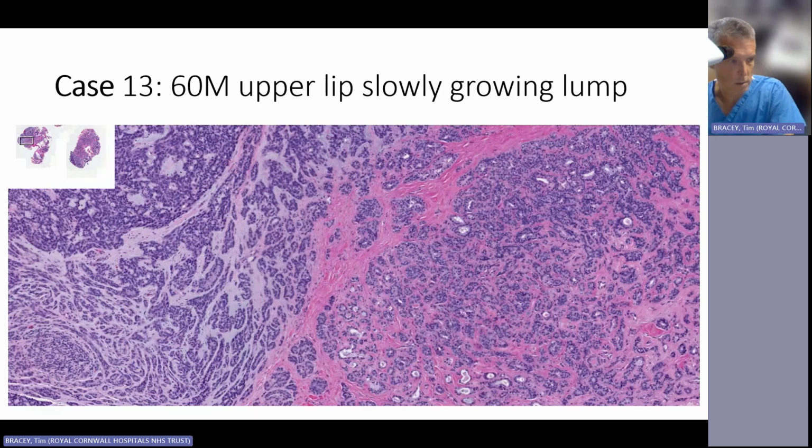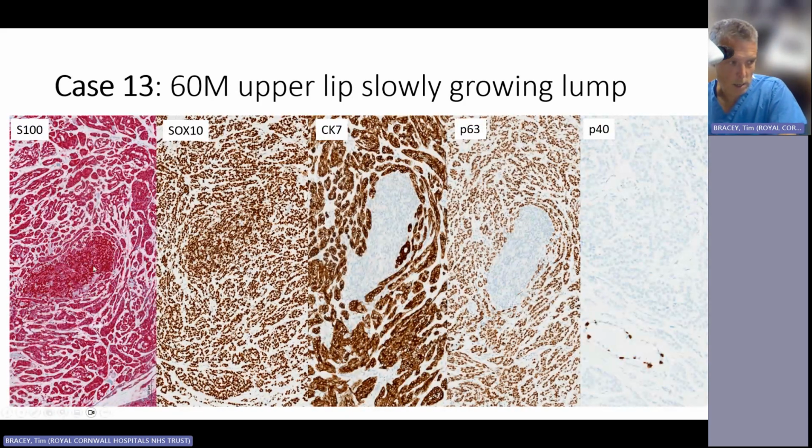The immunohistochemistry is really useful for this. So the S100 is staining that nerve in the middle, but it's also staining the tumor in a uniform pattern. There's no biphasic morphology here. Every single tumor cell is staining for S100. Every single tumor cell is staining for SOX10. Every single tumor cell is staining equally intensely for CK7 and other cytokeratins. What's interesting with this tumor is you get this so-called anomalous pattern with P63 and P40. It's P63 positive and P40 negative. There's an internal control on the P40 with some basal cells lighting up.